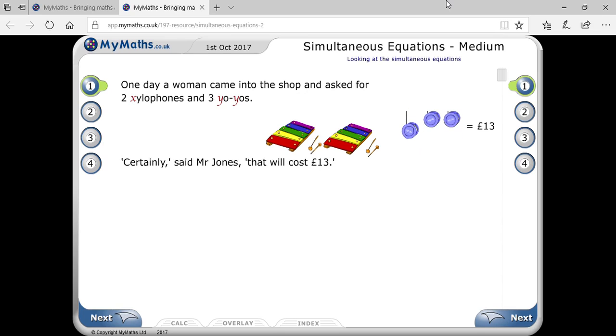So in this one, we don't have to understand this type of question. Okay. So one day a woman came into the shop and asked for two xylophones and three yo-yos.